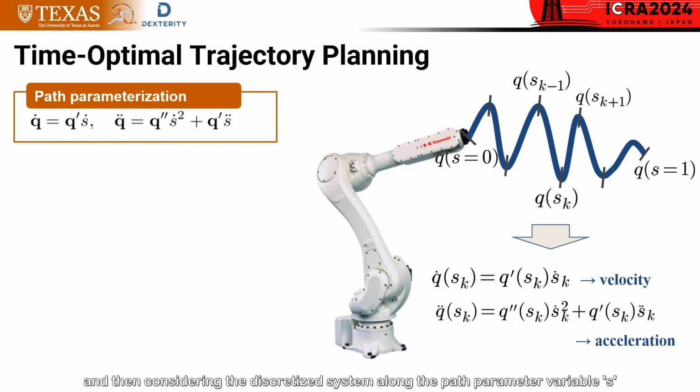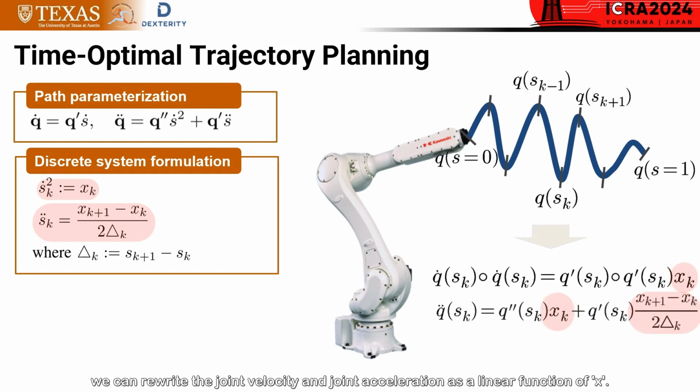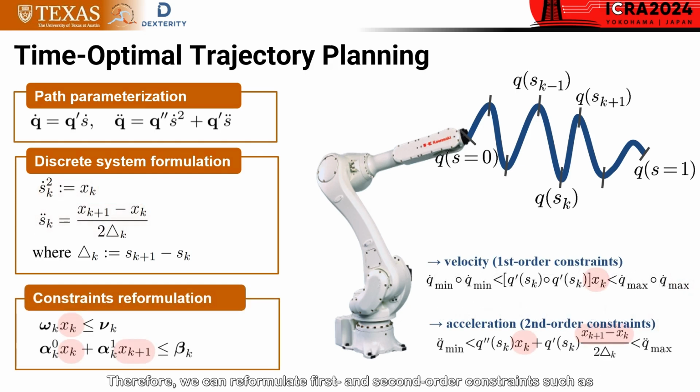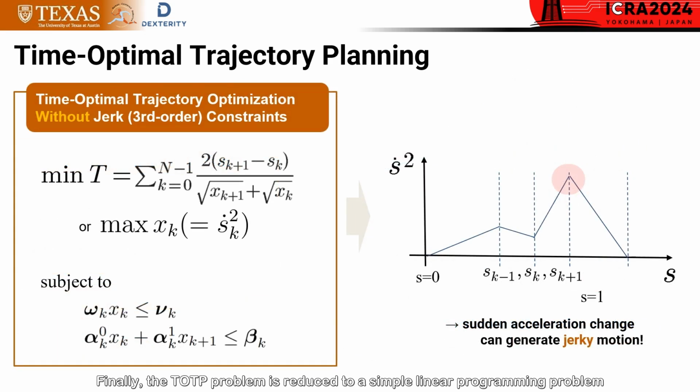And then considering the discretized system along the path parameter variable S and defining S dot squared as the optimization variable X, we can rewrite the joint velocity and joint acceleration as a linear function of X. Therefore, we can reformulate first and second order constraints such as velocity, acceleration, and torque as linear inequalities of X. Finally, the TOTP problem is reduced to a simple linear programming problem with second or lower order constraints.